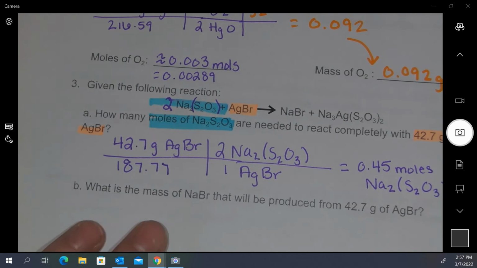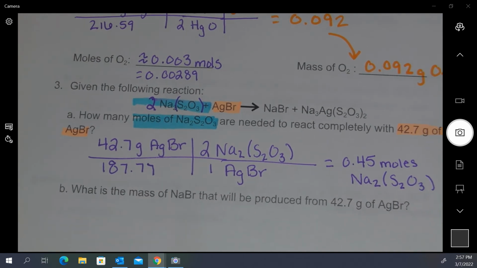Na2S2O3. How do we do? Yeah, because I didn't have the equation balanced, that's why. And that's why I made sure we balanced it when we sat down. So this is the answer you should have gotten.